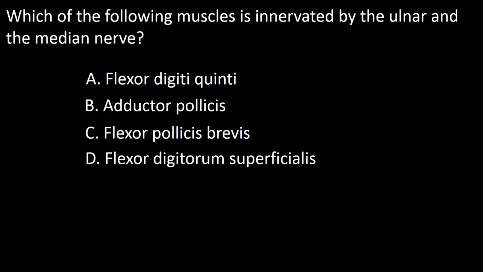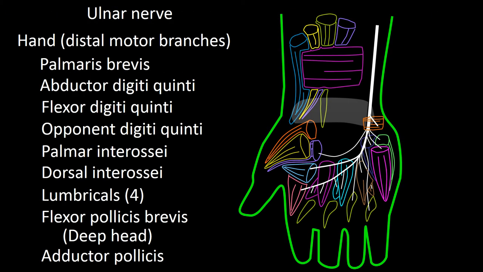Next question. Which of the following muscles is innervated by the ulnar and the median nerve? A, flexor digiti quinti; B, adductor pollicis; C, flexor pollicis brevis; D, flexor digitorum superficialis. At least in most of the general population, a muscle innervated by one nerve is regularly not innervated by another. But in the hand, the flexor pollicis brevis is an exception.